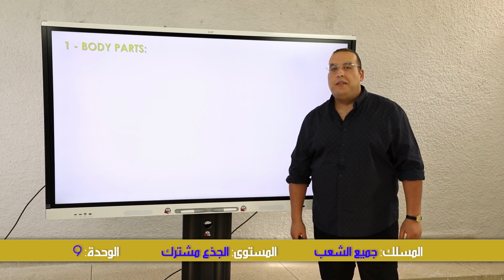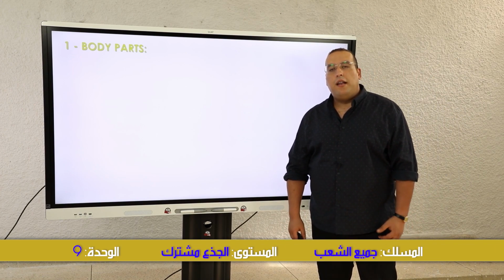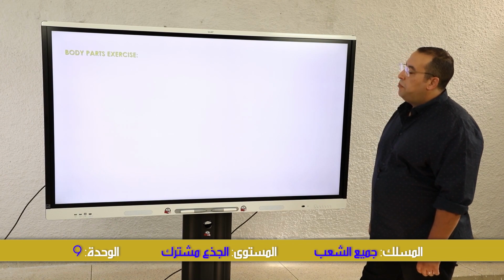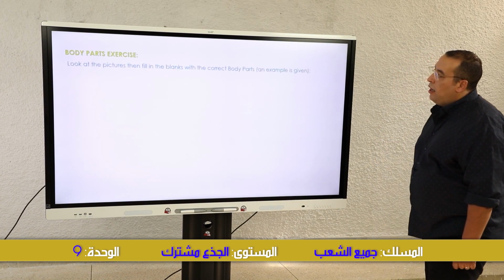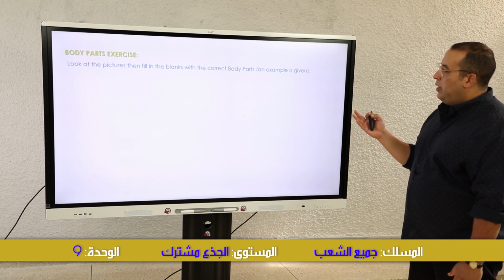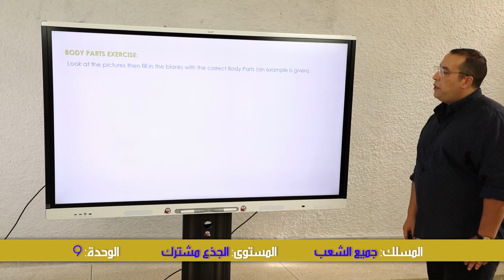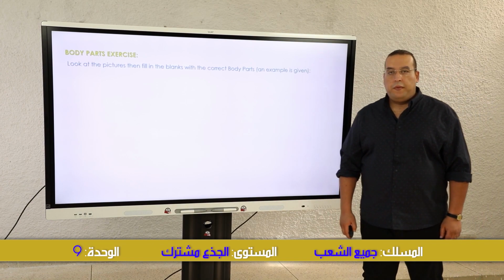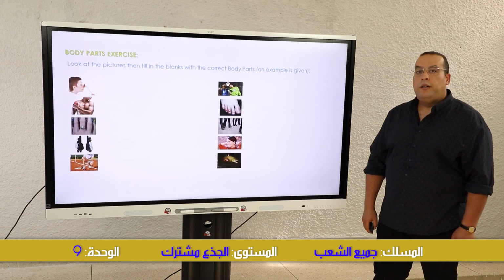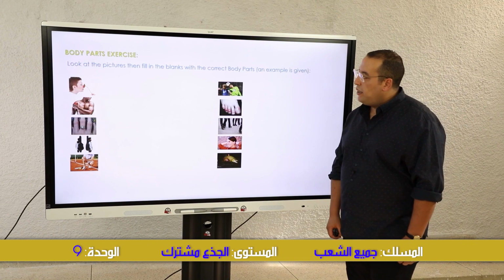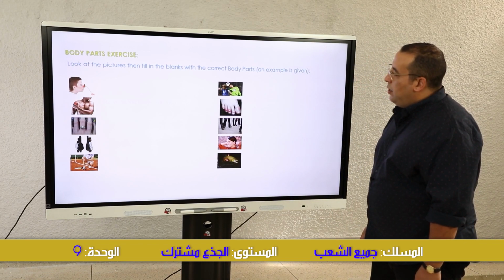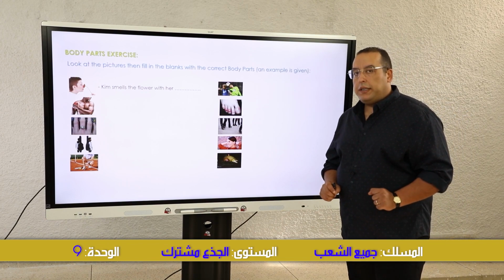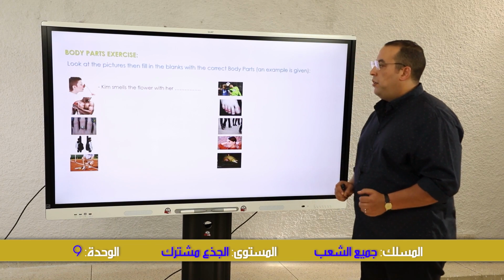Now that you have learned most of the body parts, let's go and practice using this exercise. So, look at the pictures, then fill in the blanks with the correct body parts. An example is given. So, these are the pictures, as you can see. And in front of every picture, there should be a sentence to describe the picture.